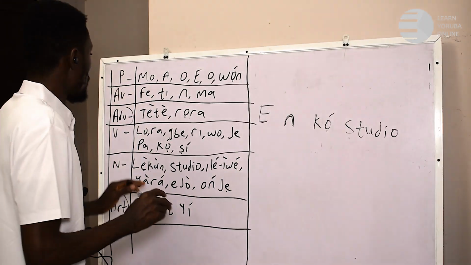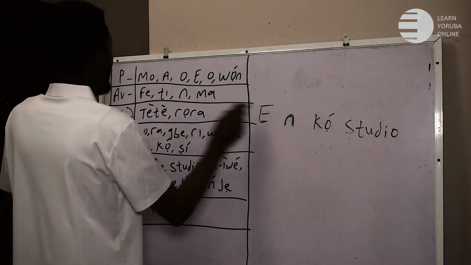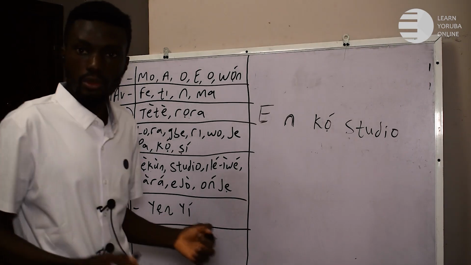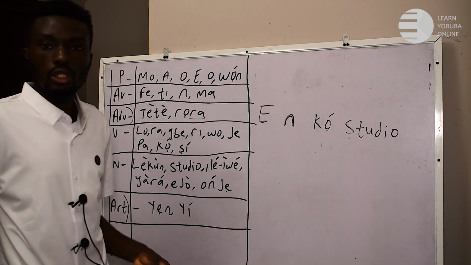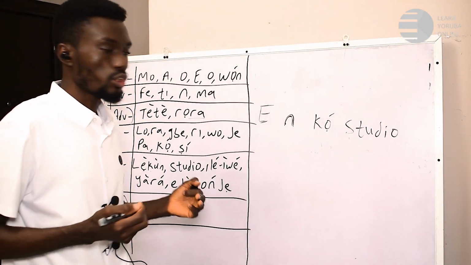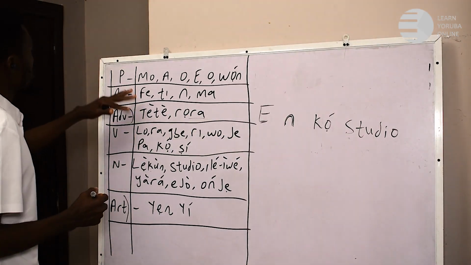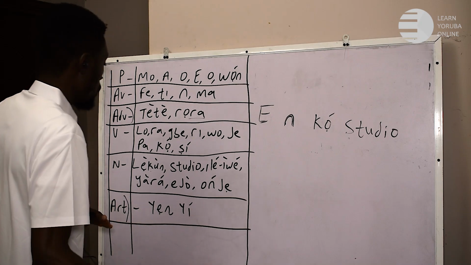So if I want to add an adverb, I can say ẹ̀hún tètè kọ́ studio. You are quickly building a studio. Or ẹ̀hún rọra kọ́ studio. You are carefully building a studio. But that may not be really logical actually. So that's just the pattern here. You can actually pick any word from this and use it to form different sentences on your own.